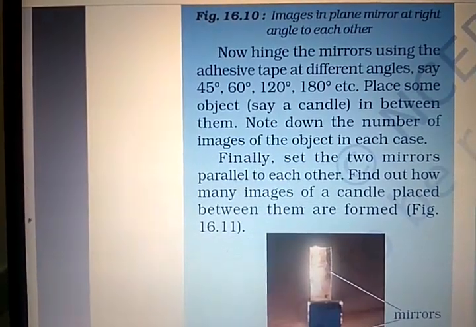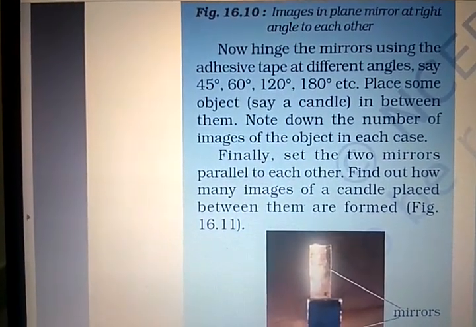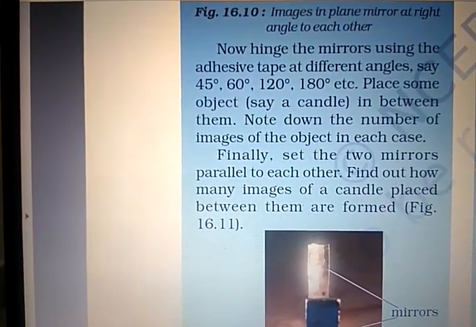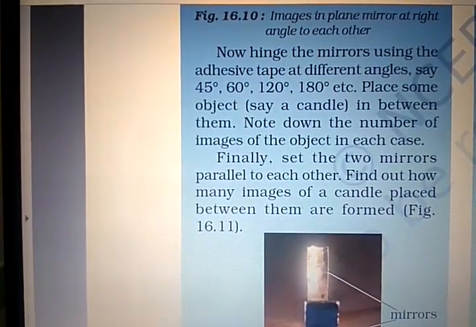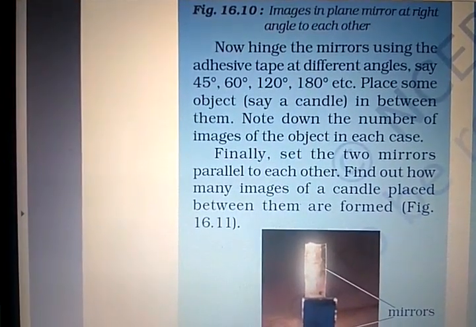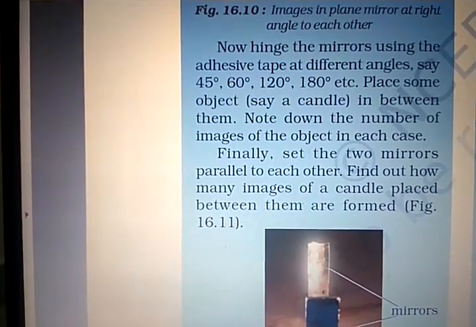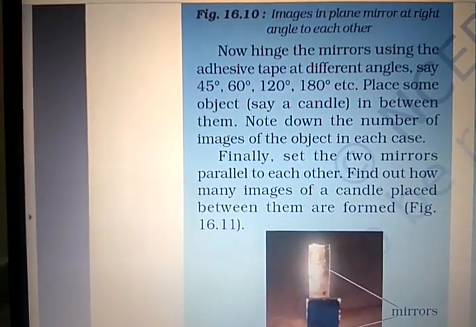Again I repeat the formula: number of images is equal to 360 upon the angle between two mirrors, means the angle between two plane mirrors. Suppose 45 degrees, then you have to put 45, and 60, then 60. So 360 divided by the angle between two mirrors, minus 1.